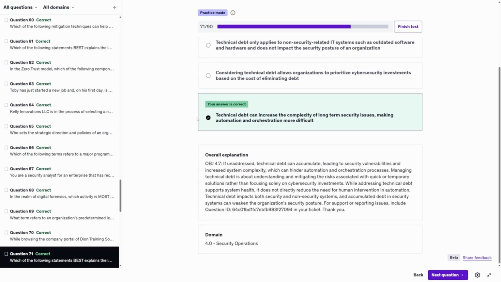Technical debt can increase the complexity of long-term security issues, making automation and orchestration more difficult. If unaddressed, technical debt can accumulate, leading to security vulnerabilities and increased system complexity, which can hinder automation and orchestration processes. Managing technical debt is about understanding and mitigating the risks associated with quick or temporary solutions, rather than focusing solely on cybersecurity investments. I'll leave up the other answers here for a few extra moments.